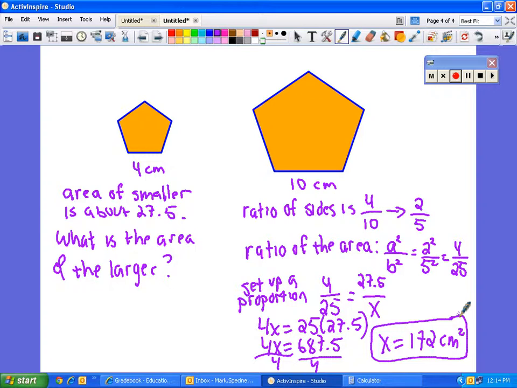Okay, does anybody have any questions? Yes. It's the only way you're going to be able to create the area ratio. Any other questions? Gentlemen, do you have any questions? Okay, so this is using area ratios.